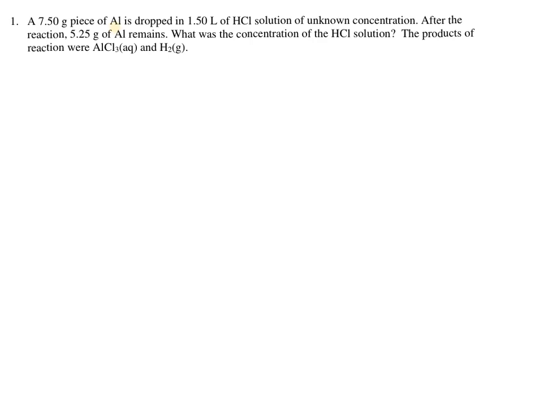In this problem, we're asked to compare aluminum to HCl, so we're going to need a balanced chemical equation. We can get the unbalanced chemical equation from looking at our question. It's clear that aluminum is reacting with HCl, and we're told that the products are aluminum trichloride and hydrogen gas. Now we need to balance the chemical equation. All right, our equation is now balanced.